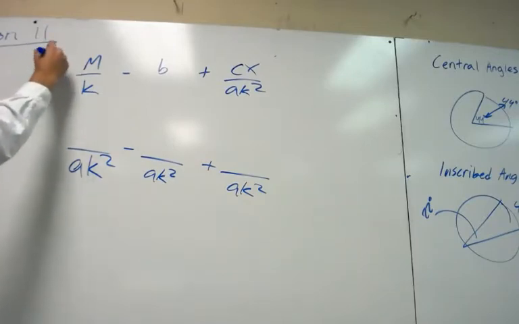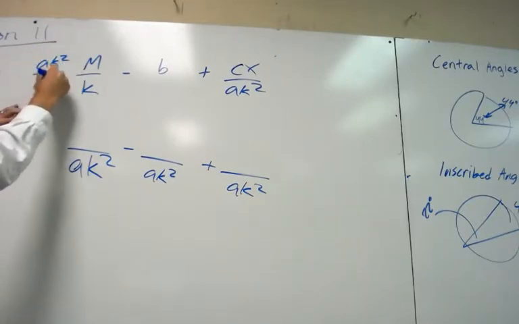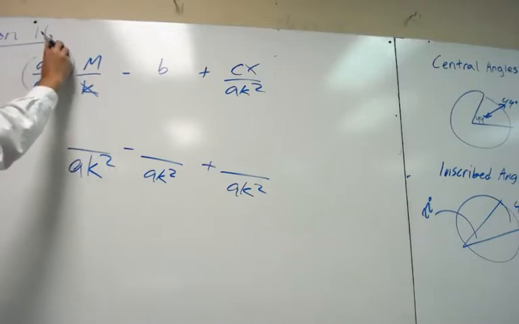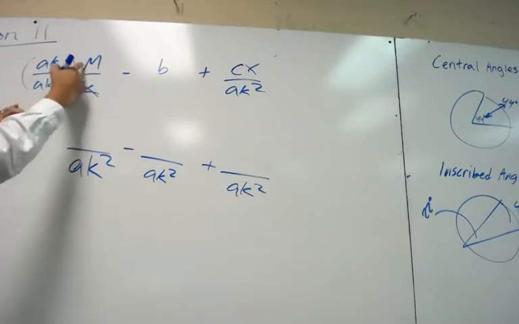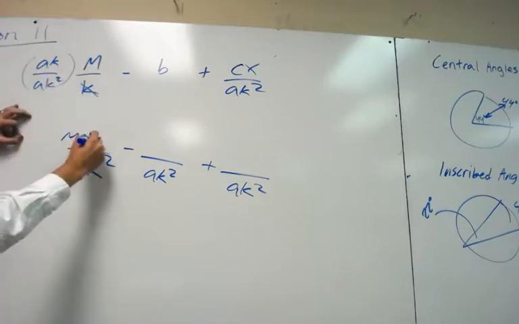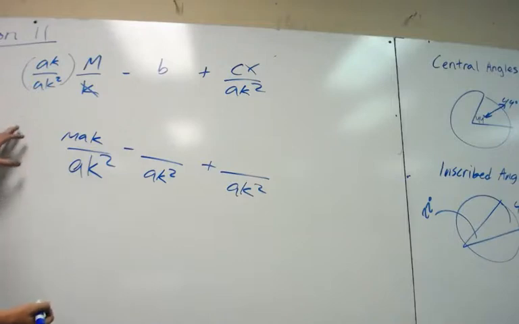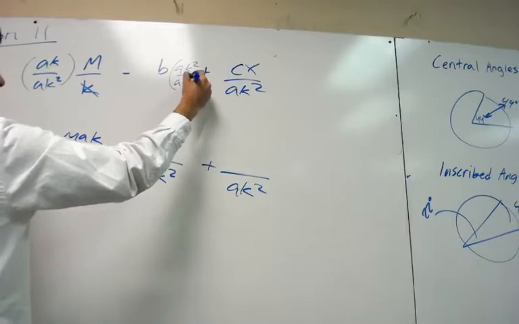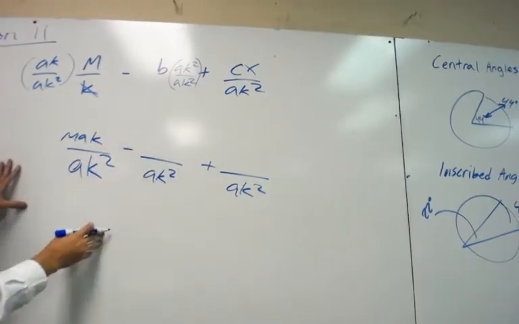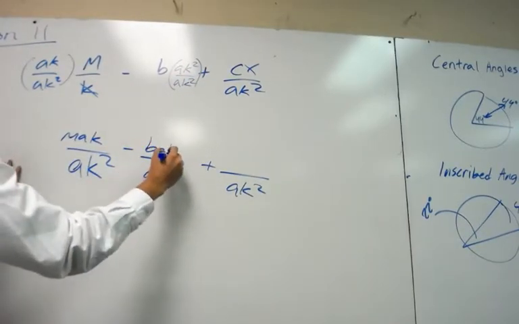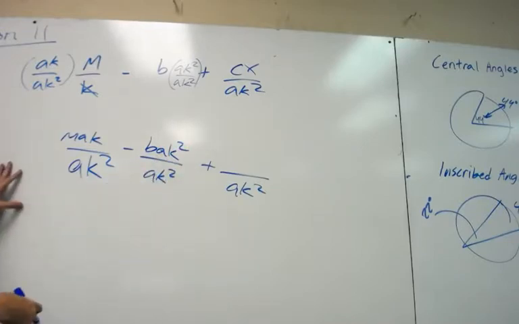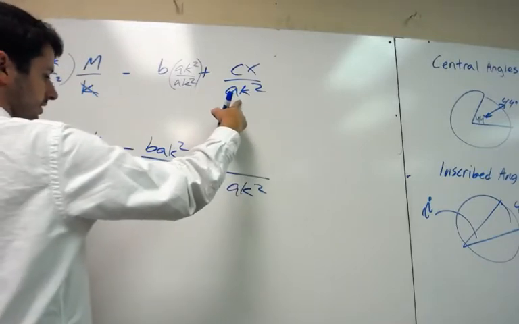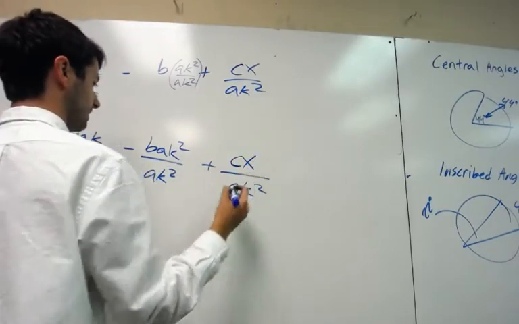And what we're going to do is multiply by ak squared over ak squared. Alright, 1k crosses out there. So that turns this into m times ak over ak squared. We multiply this by ak squared over ak squared. Well, nothing would cross out, so you would just get bak squared over ak squared. This one already has the common denominator, so you don't even have to multiply at all. You can just leave it as cx.